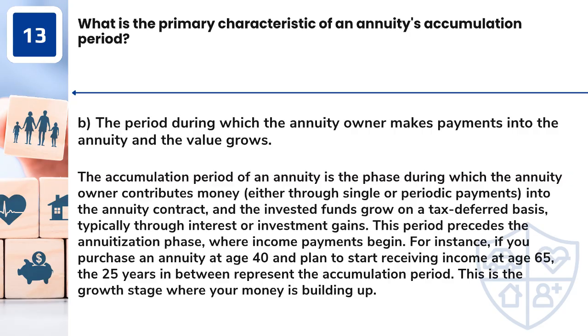This period precedes the annuitization phase, where income payments begin. For instance, if you purchase an annuity at age 40 and plan to start receiving income at age 65, the 25 years in between represent the accumulation period. This is the growth stage where your money is building up.